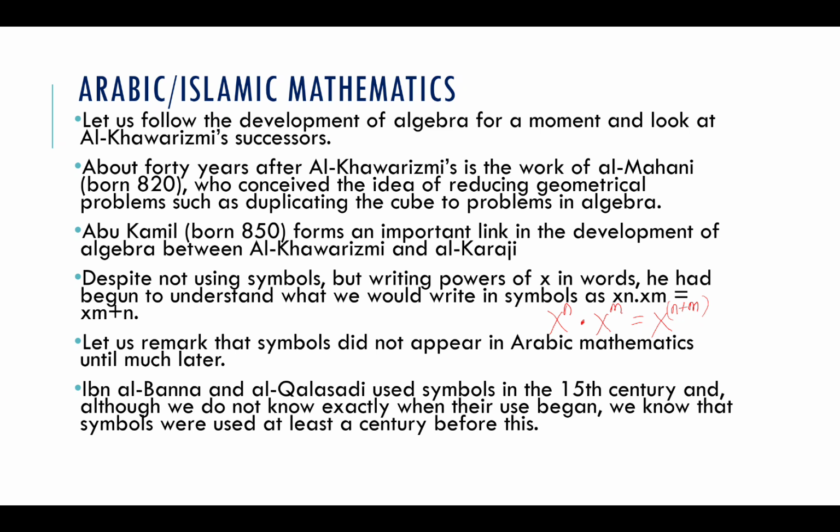I want to remark that symbols did not appear in the Arabic mathematics. They didn't appear until much later. It became a lot to write. So we'll see a few at the end of the Dark Ages for medieval Europe, and then in the Renaissance, we start to see the development. Ibn Albania and Al-Khalasadi used symbols in the 15th century, and although we do not know exactly when their use began, we know that symbols were used at least a century before this.